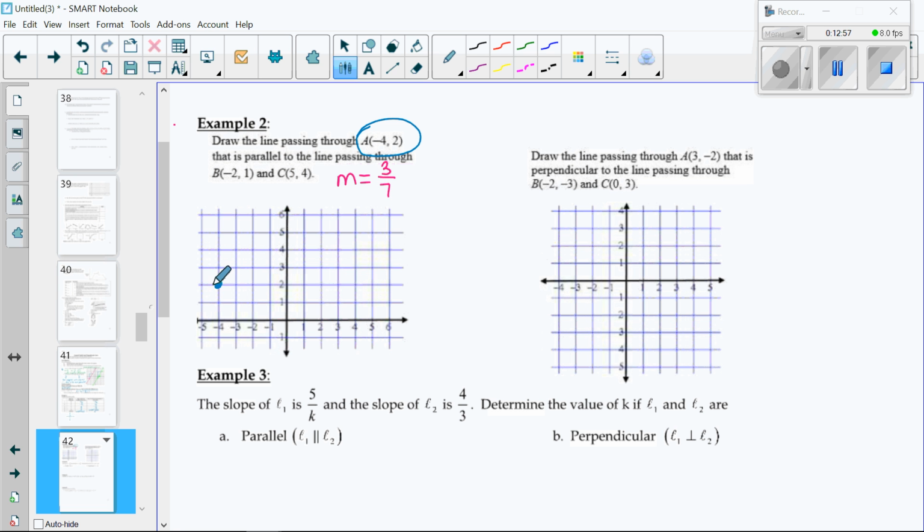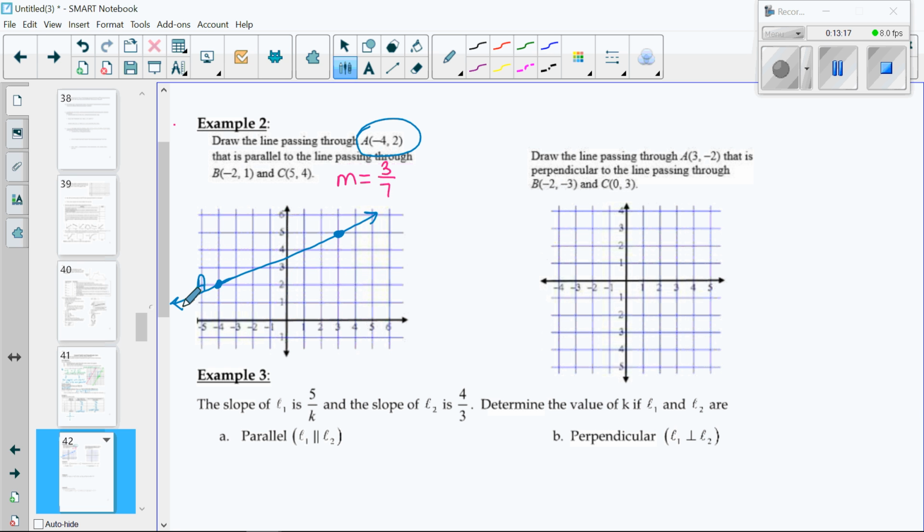If they're parallel, they have the same slope. So I'm going to go up 3, 1, 2, 3, and over 7, 1, 2, 3, 4, 5, 6, 7. So this is point A. And then I'm just going to join my points. Okay, so that's how you do that one.